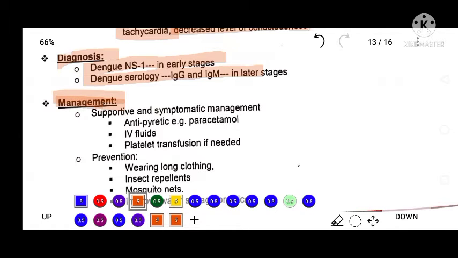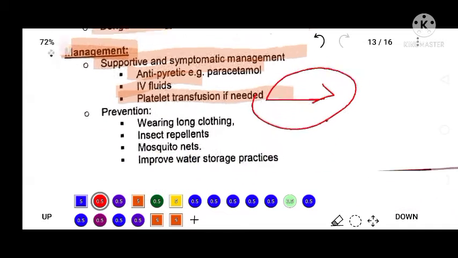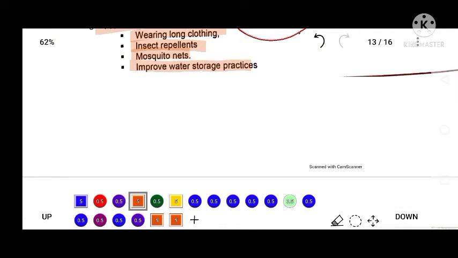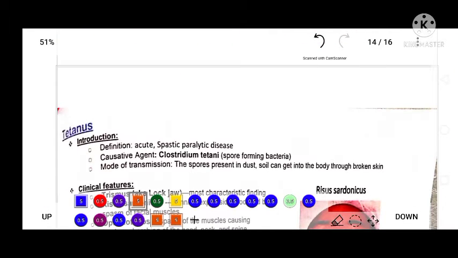The management for dengue is supportive and symptomatic, like antipyretics; paracetamol should be given, IV fluid should be given, and platelet transfusion is needed if bleeding develops, and we also have to maintain the blood glucose of the patient. Prevention of dengue is by wearing long clothes, insect repellent application, mosquito nets, and improved water storage practices. In this way we can manage and prevent the occurrence of dengue.